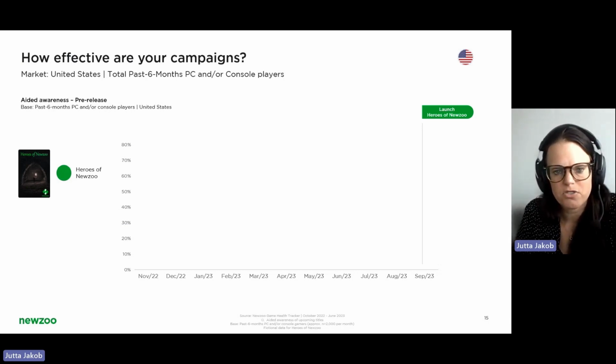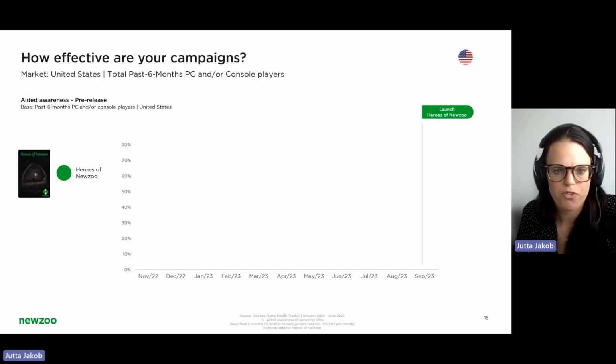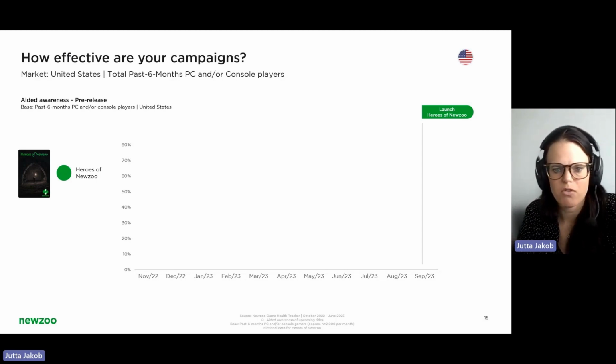Newzoo has an additional consumer data source, the Game Health Tracker, which continuously tracks consumer metrics at a game level. And one of the metrics the Game Health Tracker provides is awareness of upcoming PC and/or console titles. This gives us very valuable insights on how our awareness is performing leading up to our launch. For Heroes of Newzoo, we started significant promotional activities and marketing campaigns in Q4 last year to build momentum for our September launch.